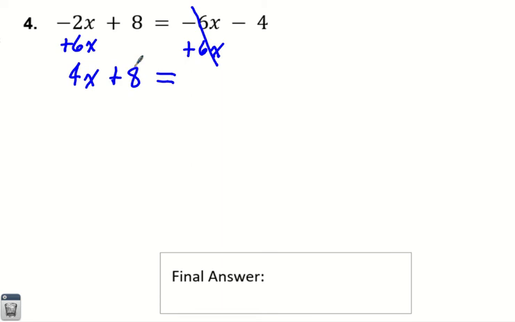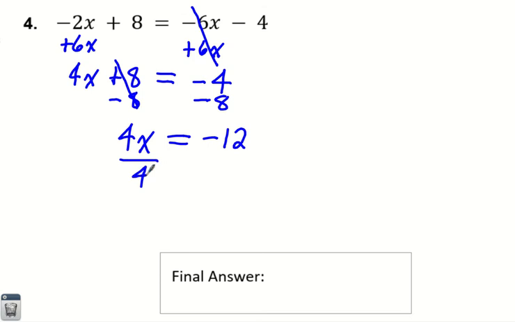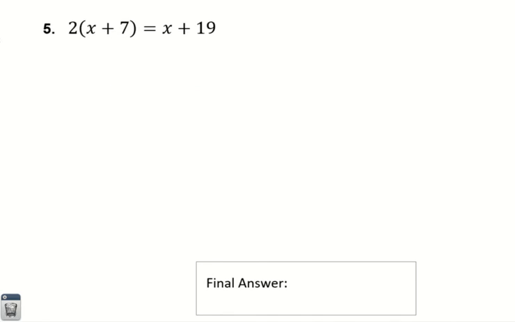And what remains on the right side is a minus 4. And so now, of course, we minus 8 from both sides so that we can start getting x all by itself. Negative 4 minus 8 is negative 12, and now we divide both sides by 4 to finish getting x alone. And negative 12 divided by 4 should be negative 3, is your final answer there.